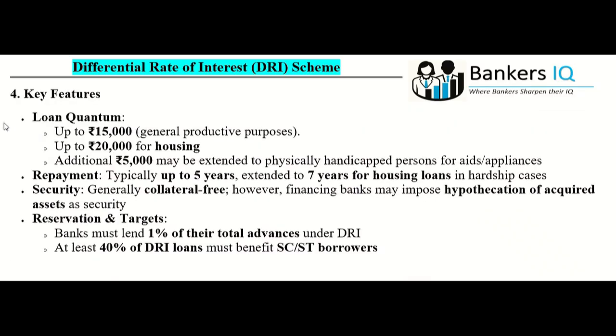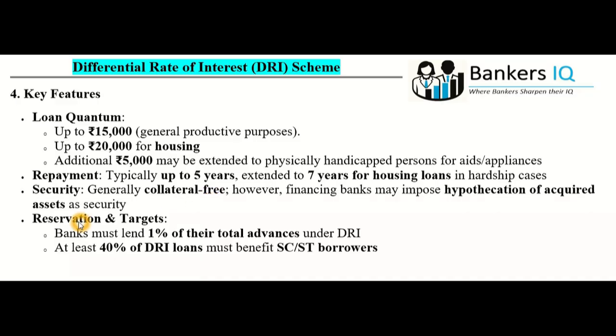Okay, key features. Loan quantum for general productive purposes up to 15,000 rupees. For housing purpose up to 20,000 rupees. Additional 5,000 rupees may be extended to physically handicapped persons for aids, appliances. Repayment typically up to 5 years. Extended to 7 years for housing loans in hardship cases. Security is generally collateral free. However, financing banks may impose hypothecation of acquired asset as security.